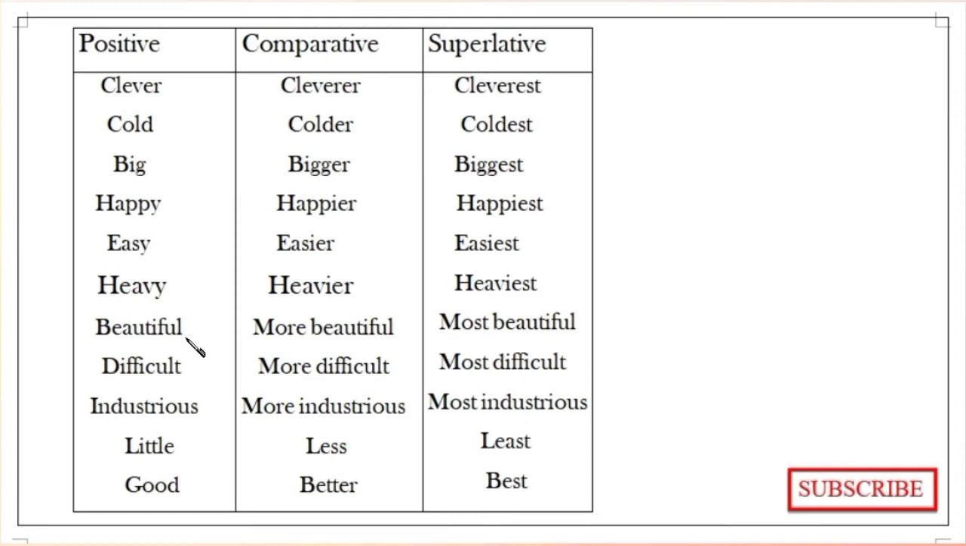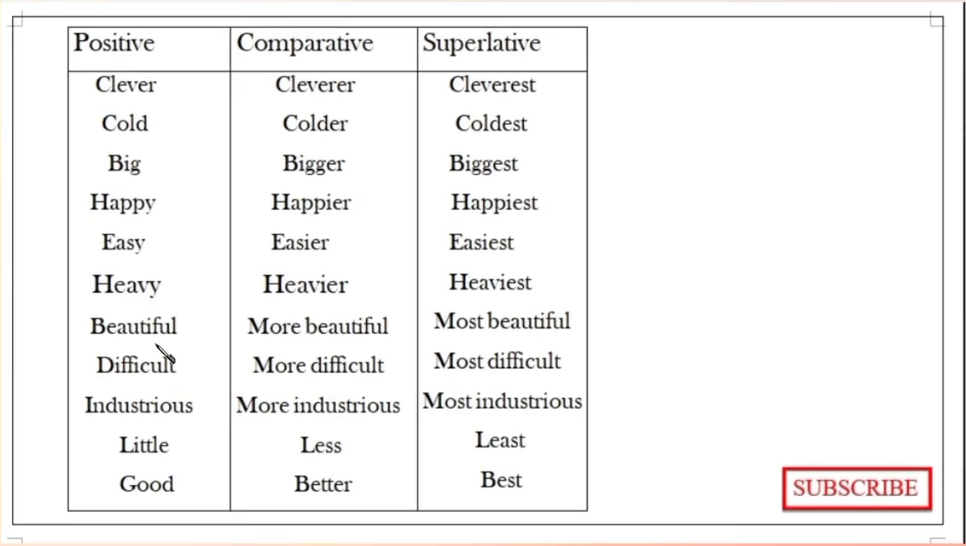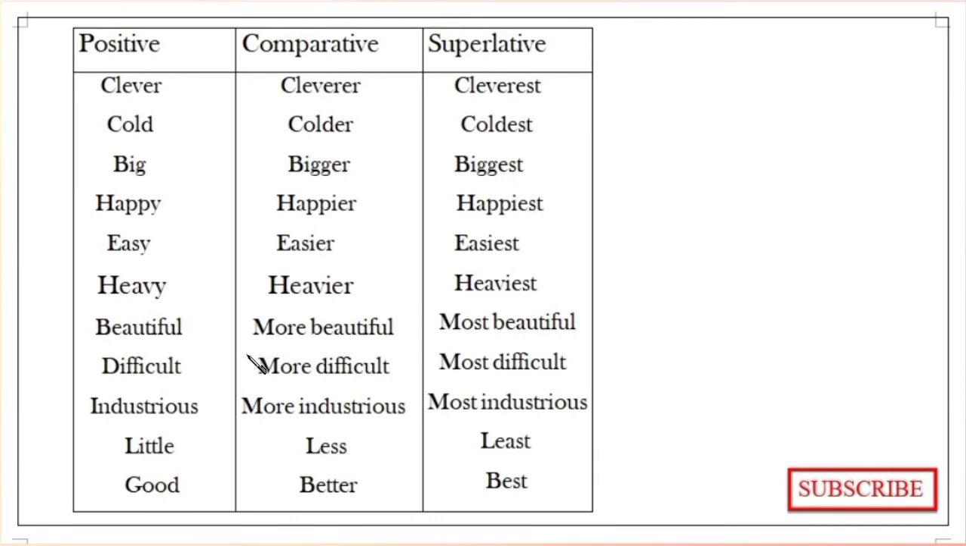And beautiful. Beautiful is not monosyllabic. It has more syllables, it is a 3 syllabic word. So whenever more syllables are there, we simply add a prefix. In comparative, more beautiful. In superlative, most beautiful. In the same way, difficult also has more syllables, so more difficult, most difficult. Industrious, more industrious, most industrious.